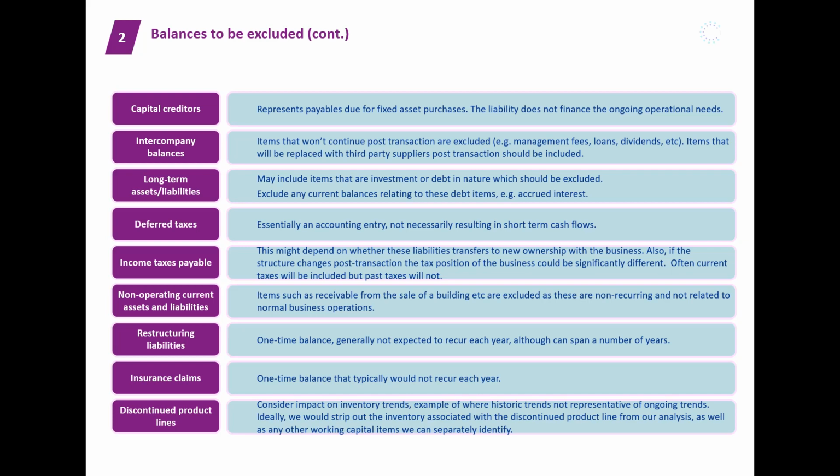Intercompany balances is another one. This is an item that won't continue post-transaction. So things like accrued management fees, loans, dividends between related companies in the same group. However, items that will be replaced with third-party suppliers post-transaction should be included. So for example, if you've got a related party which supplies inventory, you probably wouldn't include that, but if that loan is then going to transfer to an external party which isn't a third party, it would then be considered a net debt item.